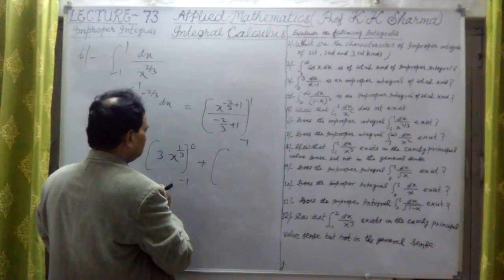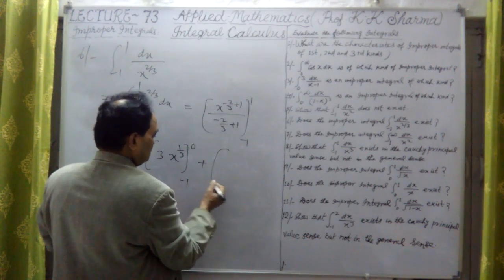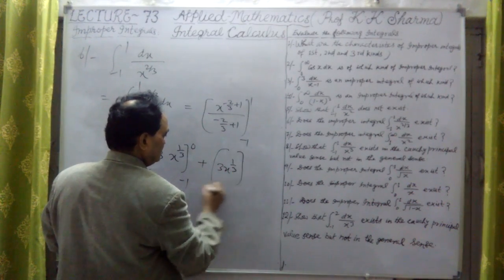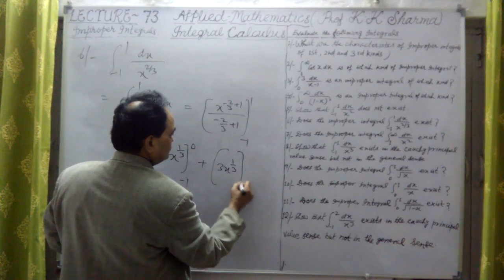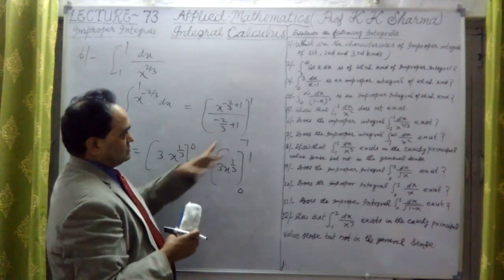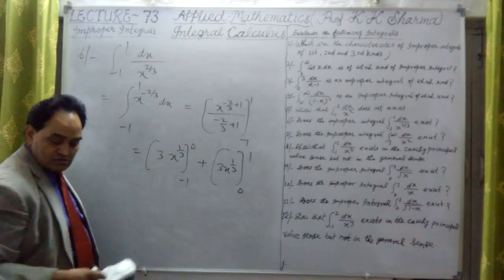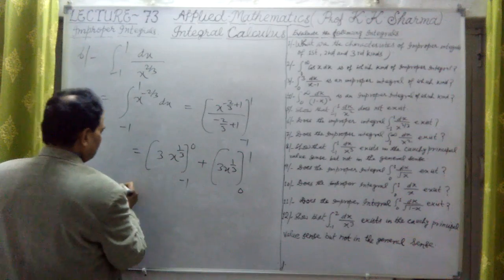Whether these values are existing or not existing, let me check it. This is 0 to 2, again 3 into x raised to 1.3. Here it is 0 to 1, 0 to 0. We have taken in between a point, a single point. So what is the value of this function?